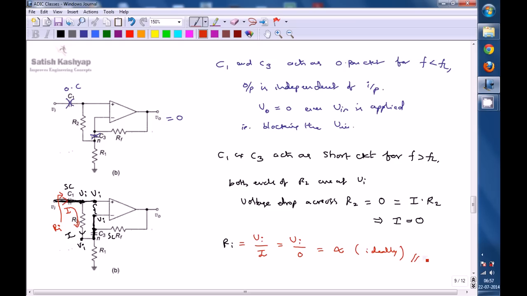So the previous circuit had the disadvantage that the effective input impedance was reduced, and now the effective input impedance is increased, and it is also acting as a high pass filter. That is, it acts as an AC amplifier with very high input impedance.